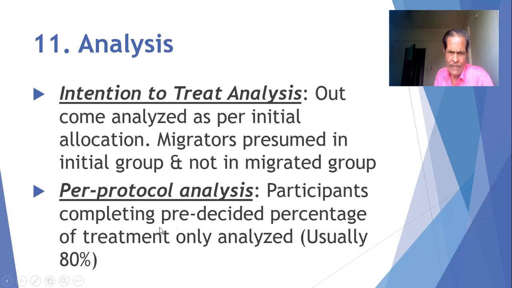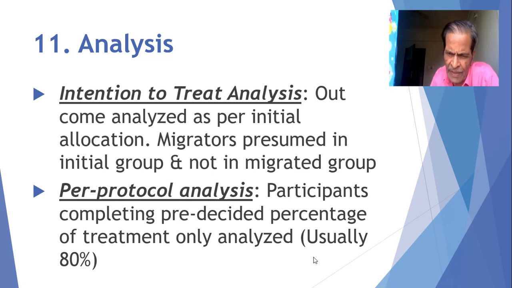In per protocol analysis, only the participants completing a pre-decided percentage of treatment are analyzed. Usually it is 80% or more. So only those participants who complete 80% or more of the treatment are considered in the analysis, and those who did not complete do not form part of the analysis.